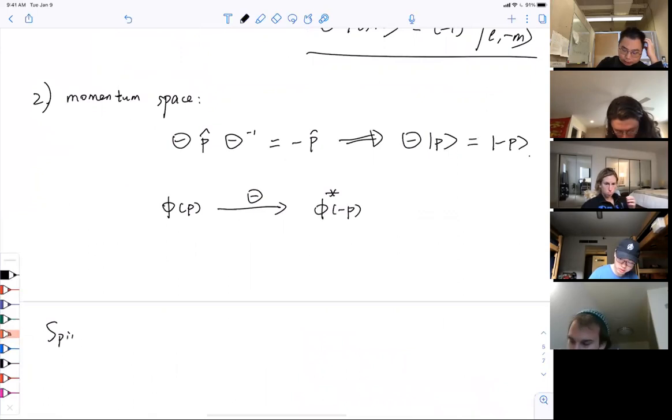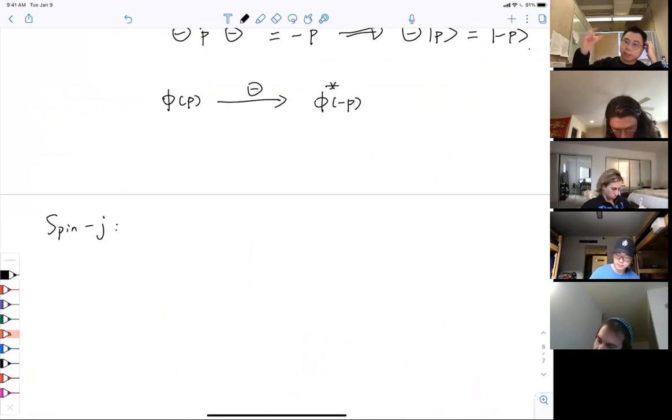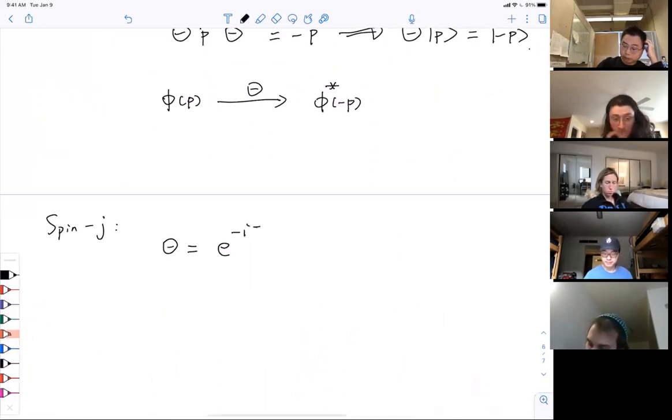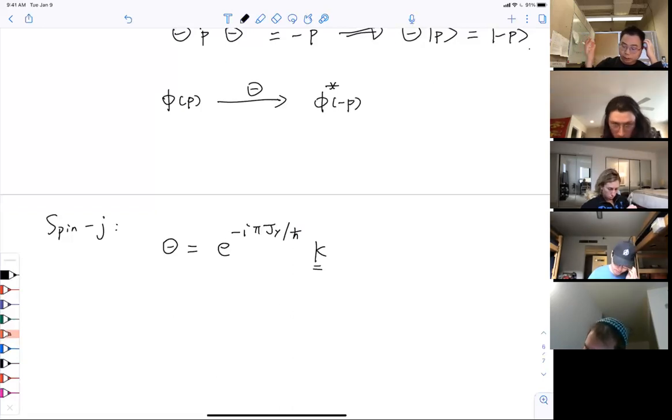For the general spin J case, basically there's a spin degree of freedom we need to deal with, right? In this case, if you look it up in the textbook, the time reversal can be written this way. K is just the complex conjugate. J_y is the generator corresponding to the SU(2) algebra. For spin J, we can always find the representation of this J_y.